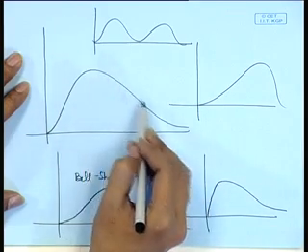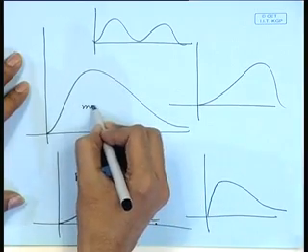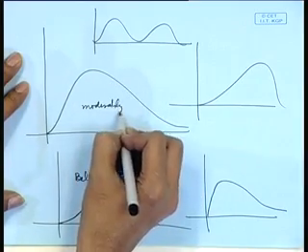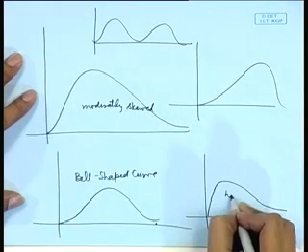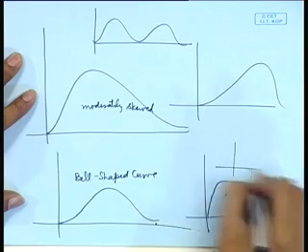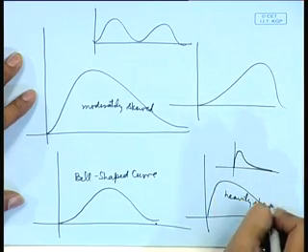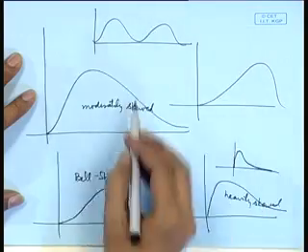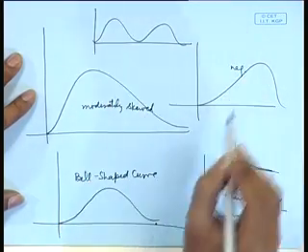Or if you look at this, this is also bell shaped, but a slight skew is there. So, this is moderately skewed. However, this one is heavily skewed. For example, we may consider, so this is a heavily skewed distribution. Now, here the skew is positive, here the skew is negative.